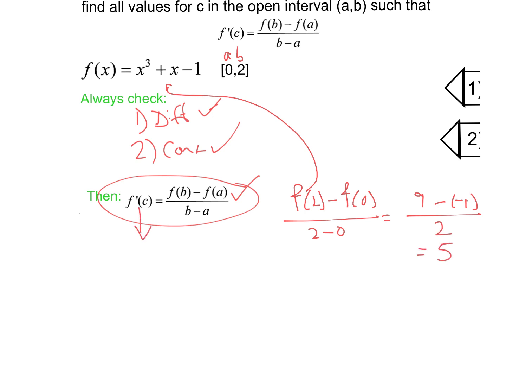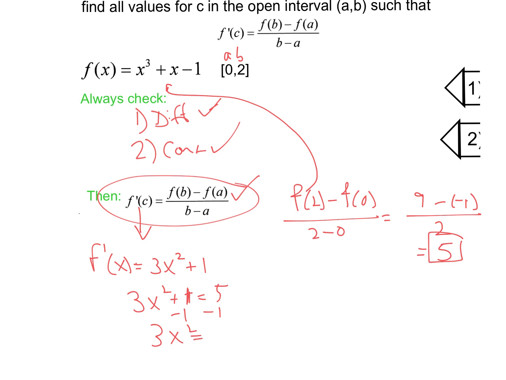So what this is saying is that there is some C value, it's really an X value, just so you know. There's some C value that gives you that same slope of 5. Okay, so I'm going to take my derivative and I'm going to set it equal to 5. Just be careful, that's a little different than when we were finding critical numbers. My derivative would be 3x squared plus 1. I have to set that equal to 5. So then subtract 1. 3x squared equals 4. Divide by 3.